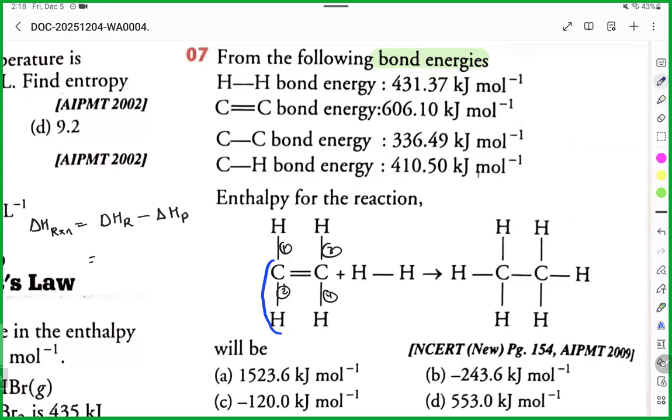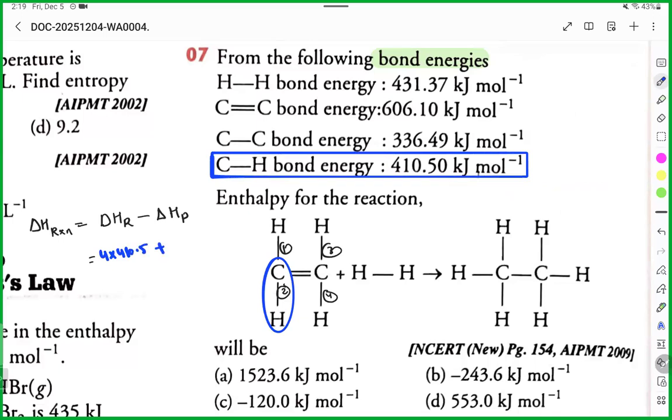We are breaking carbon hydrogen bonds. What is the carbon hydrogen energy? 410.5. So 4 multiplied by 410.5, plus in the reactant you also have one carbon double bond. This. So plus 606.1, plus what else you have? You have one hydrogen also, one. So this is 431.37, minus what is the product?